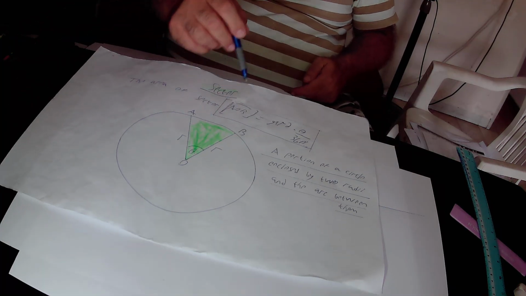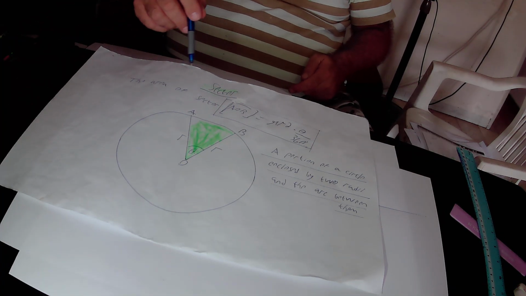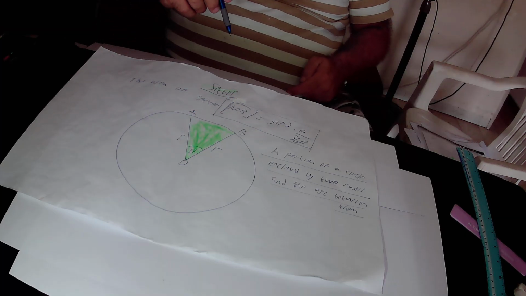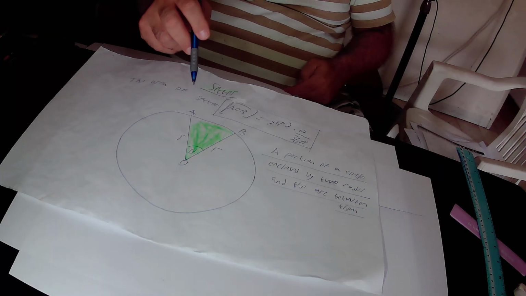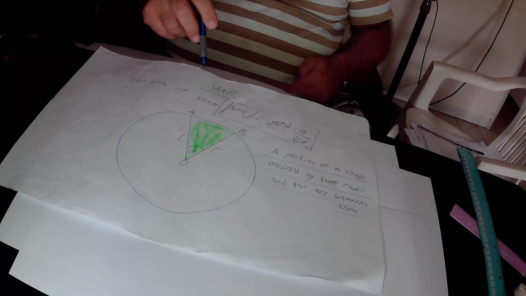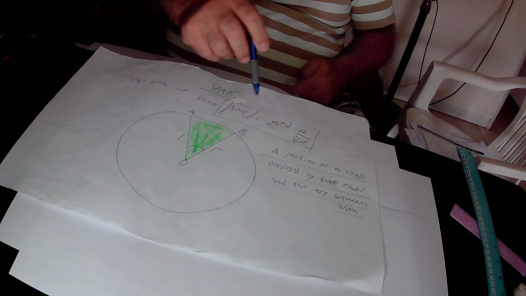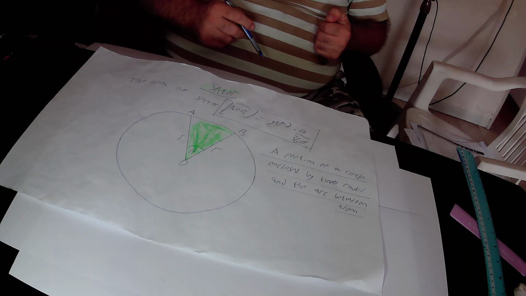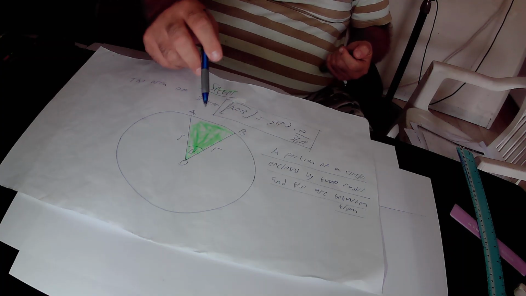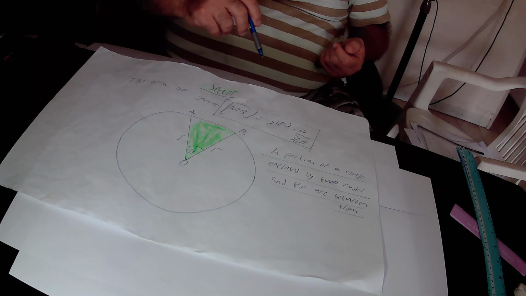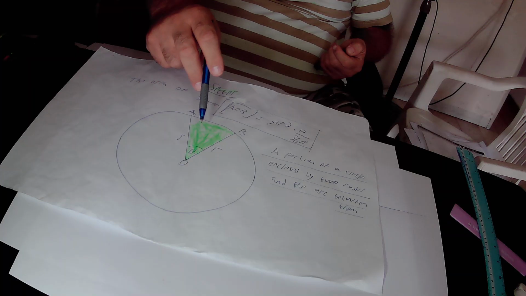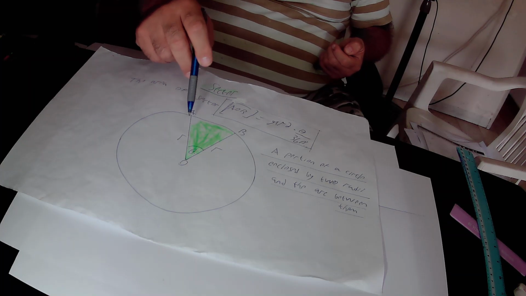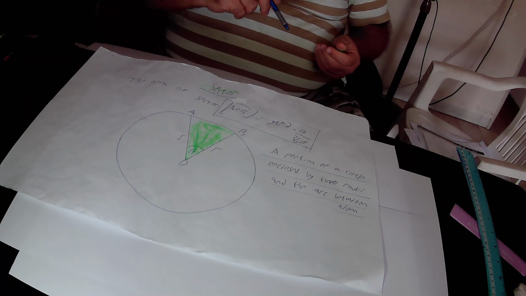This is sector AOB. You can see that it is a portion of this circle that is enclosed by two radii, the other end of the circle, and arc AB between those two radii. The two radii are defined as the legs of the sector, and the angle theta is located between those two legs of the sector.